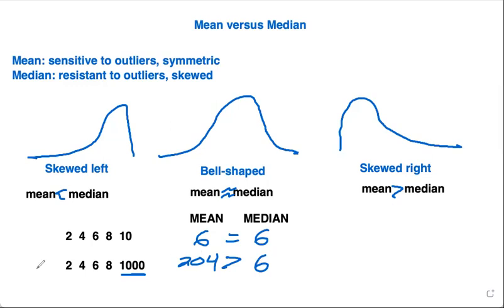Lastly, since it is skewed, I would report the median. 6 is a better indicator of 2, 4, 6, 8, 1,000. I would not say the average of these overall is going to be 204. Even though that's technically correct, that's not the best report for skewed data. And for symmetric data, while it doesn't matter, you'll see that the mean will be reported.